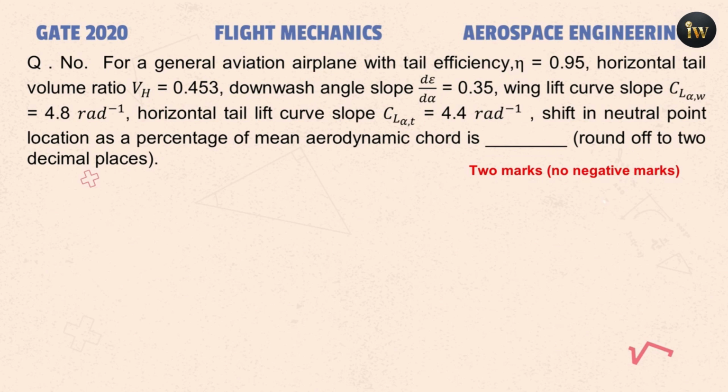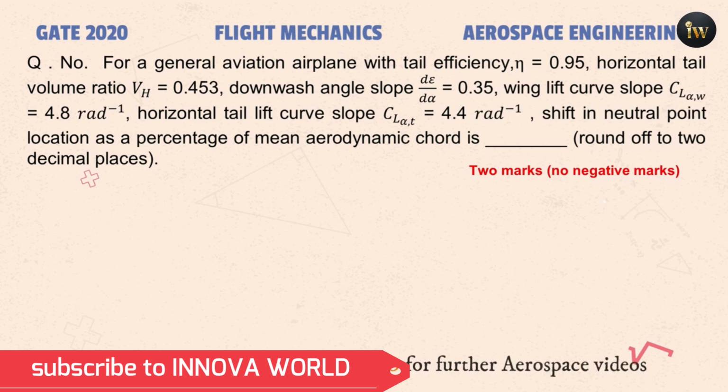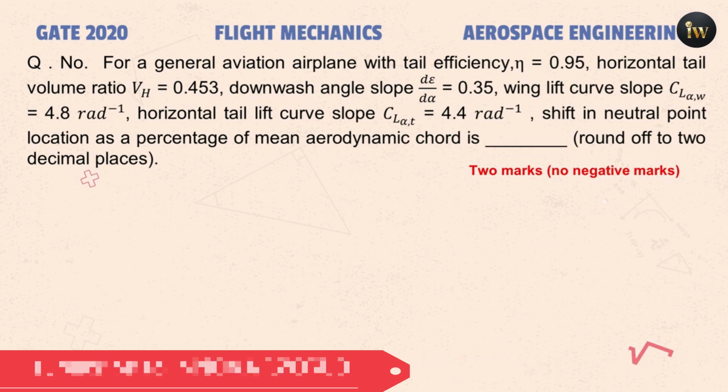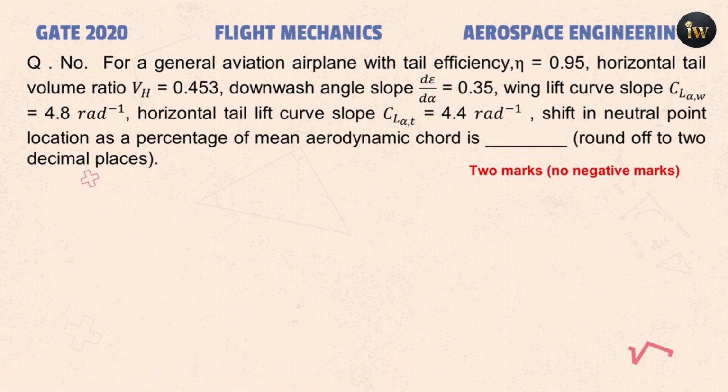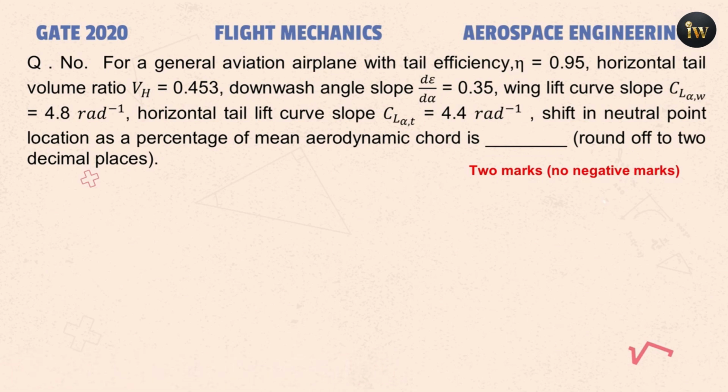For a general aviation airplane with tail efficiency eta equals 0.95, horizontal tail volume ratio VH equals 0.453, downwash angle slope d epsilon by d alpha equals 0.35, wing lift curve slope 4.8 radian inverse, and horizontal tail lift curve slope 4.4 radian inverse, the shift in neutral point location as a percentage of mean aerodynamic chord needs to be found, rounded off to 2 decimal places.